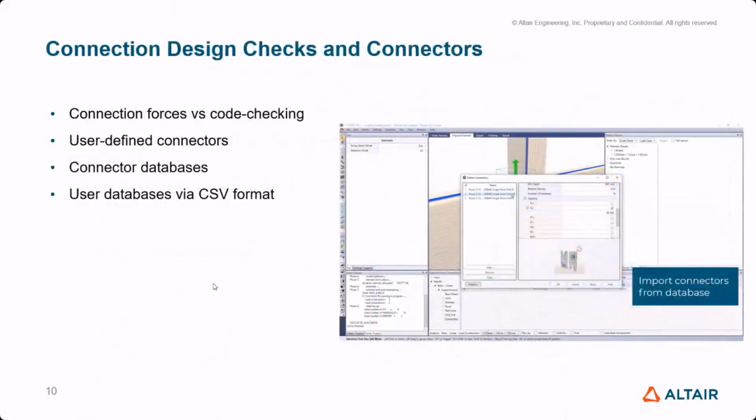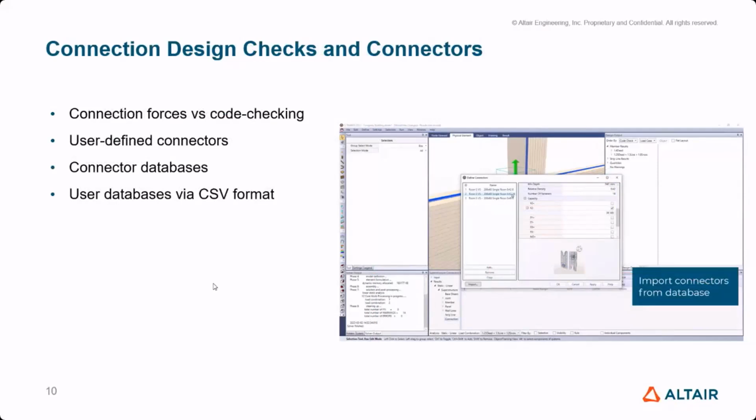And to take that a step further, we can actually apply connectors to these connections as well. So you can think of the connection as the sum of the members that are contributing to that connection. But the connectors are the physical object that is going to be transferring that force. And we can perform code checks on these as well. So not only are we calculating the connection forces, but we're performing demand capacity checks on the connectors.